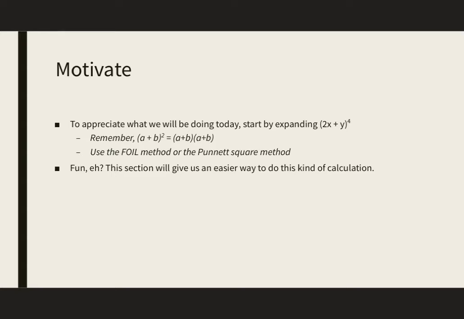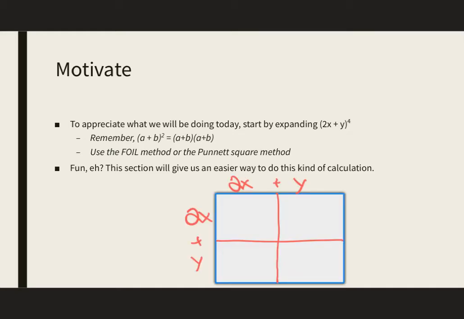There's a spot in your booklet to expand this binomial, 2x plus y to the fourth power, using a distributive property. Remember, a plus b squared is the same as a plus b times a plus b, so that'll help you expand 2x plus y to the fourth. And you could use the FOIL method or a more visual way, the Punnett square method. All right, so pause now and then press play when you're ready.